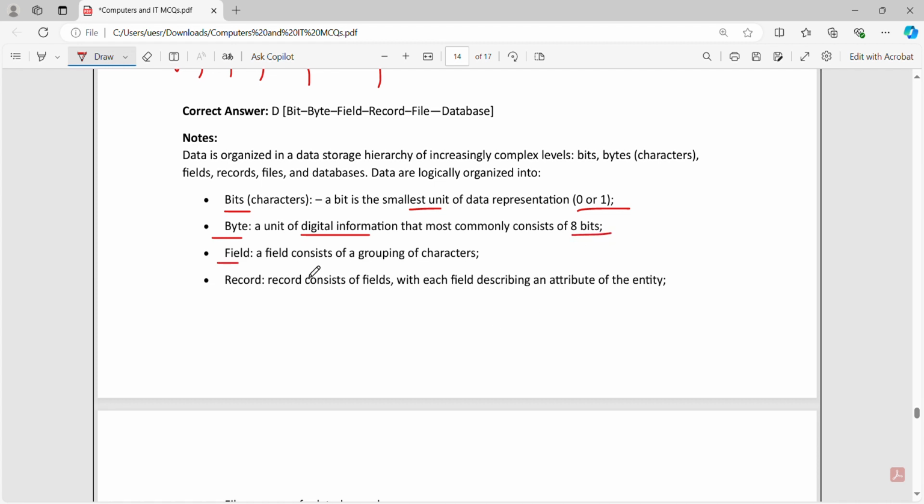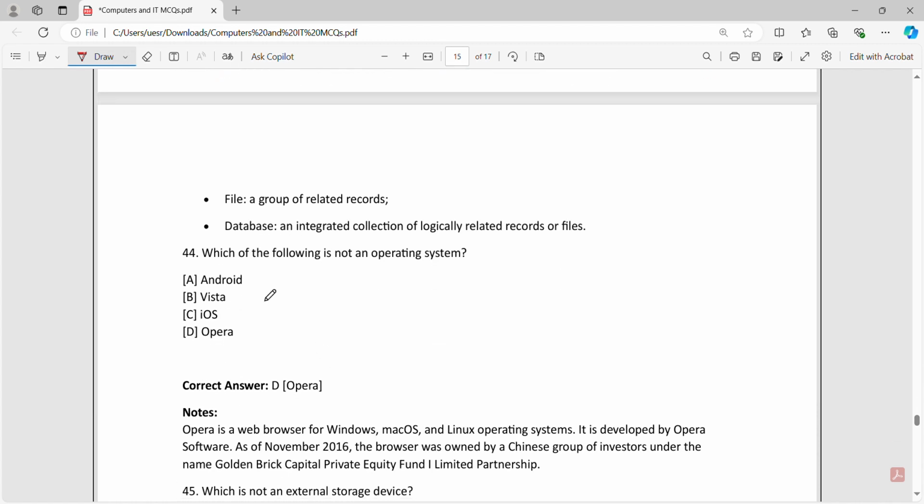Next, a field consists of a grouping of characters, and a record consists of fields, with each field describing an attribute of the entity. A file is a group of related records, and a database is an integrated collection of logically related records or files.